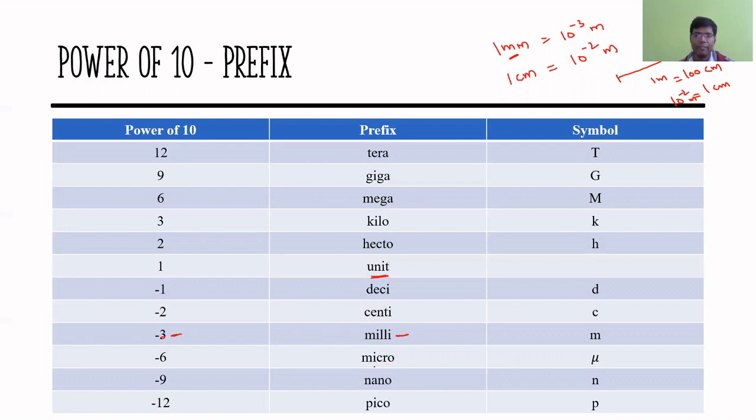Similarly, if the prefix is micro, if we write micrometer, it is represented by mu. So 1 micrometer is equal to 10 power minus 6 meters. So when we have the prefix micro, we can replace that micro with 10 power minus 6. Similarly, we have nano and pico. Pico is for 10 power minus 12. So these are the values which are less than 1.